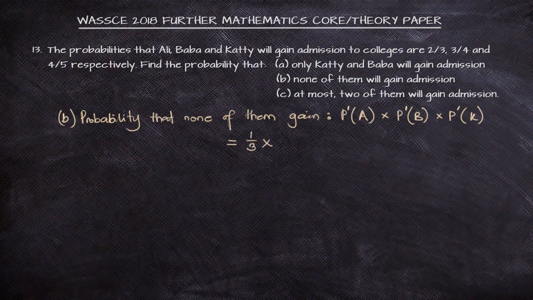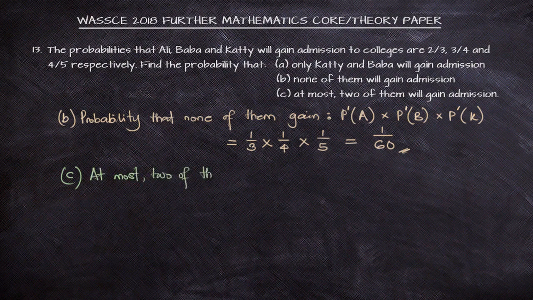1/3 multiplied by 1/4 multiplied by 1/5. And if you multiply that, 3 times 4 is 12, 12 times 5 is 60. We have 1 over 60. Okay, good. And now, on the last note, we want to find the probability that at most 2 of them will gain admission. Now, this is quite interesting for me.